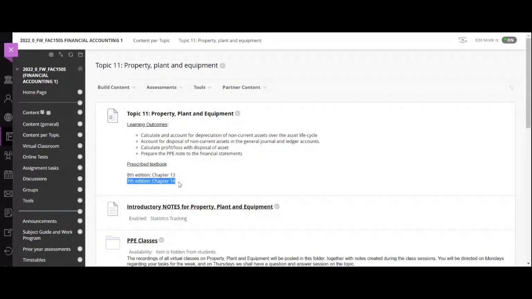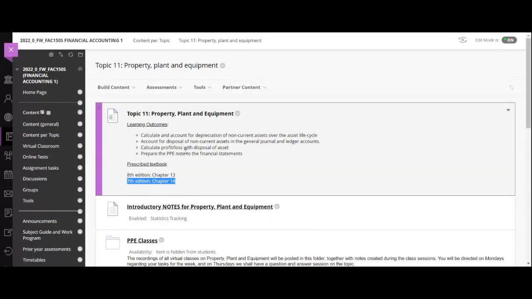Let's also have a brief overview of what we must be able to do at the very least once we are done with this topic. We should be able to calculate and account for depreciation of non-current assets over the asset's life cycle. Some of you who have had accounting at school will know all of that, but if you don't, do not worry. We are going to discuss that in depth. Also, to account for the disposal of non-current assets in the general journal and in the ledger accounts, to calculate a profit or loss on the disposal of assets, and to prepare the property, plant and equipment note to the financial statements.